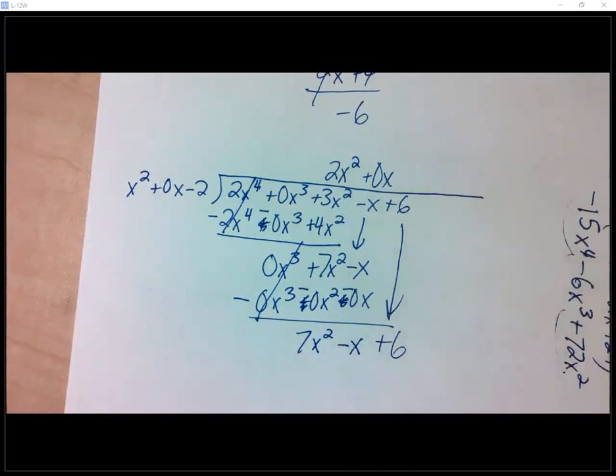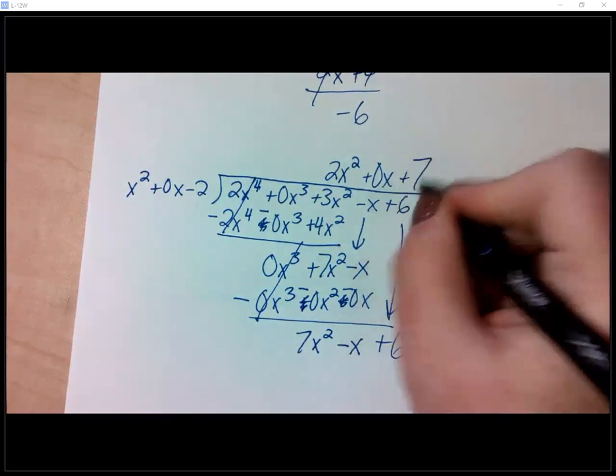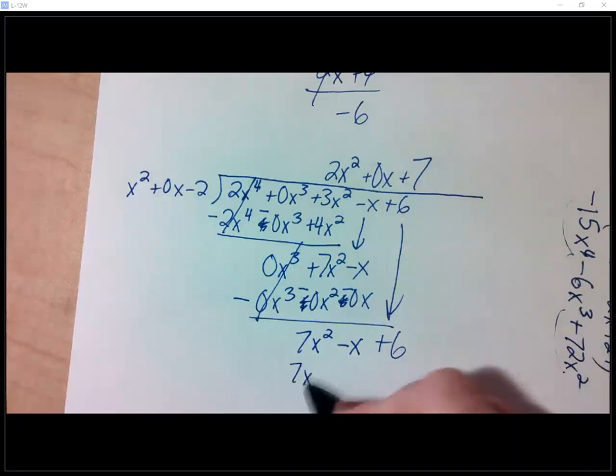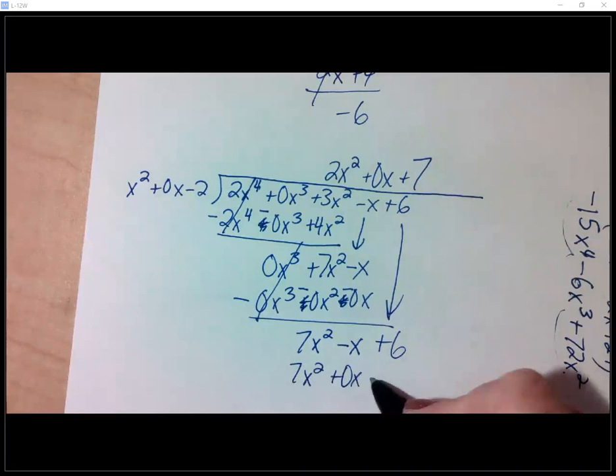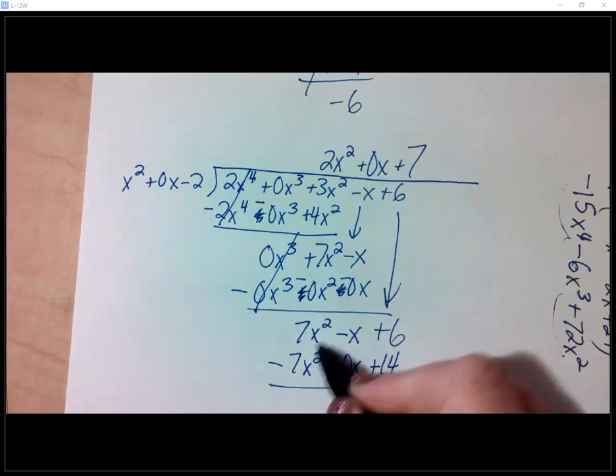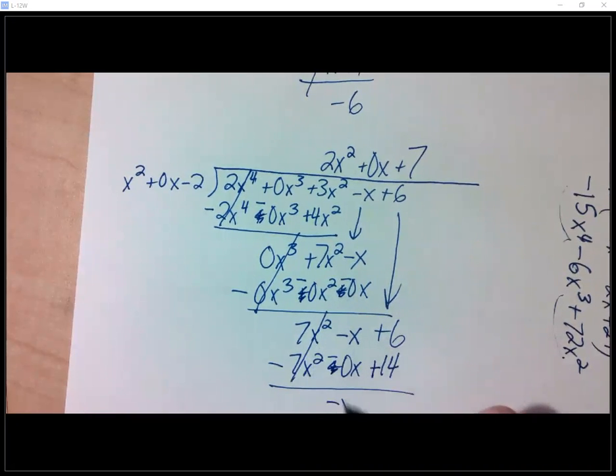And what goes up top? Plus 7. Multiply it through. Let's see what we get. 7x squared plus 0x minus 14. Subtract the whole line. Minus, minus. You're already a minus. You turn to a plus. You're gone. You're a negative x. You're a plus 20. Oops.